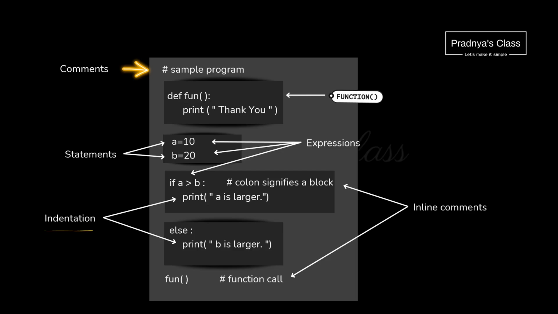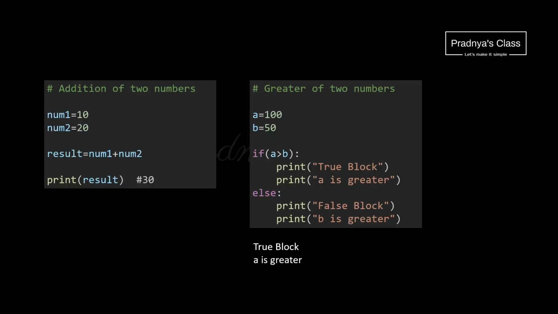Now let's understand what is indentation. If you know C, C++, Java, we use curly brackets to make a block of code. But in Python, we use colon to make a block of code. One level of indentation is made up of 4 spaces. Look at the simple example, addition of two numbers. The first two are statements, then we have one expression. Print is also a statement. And that is nothing but a comment.